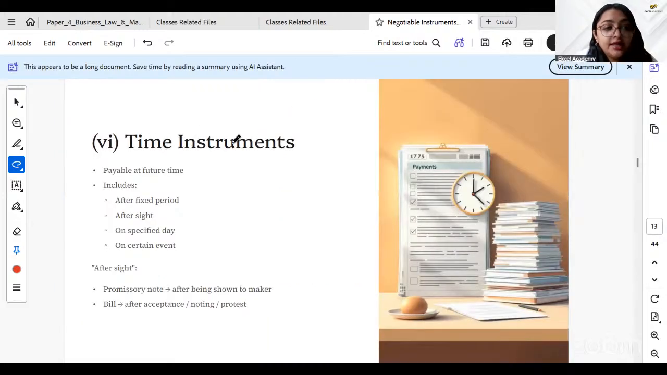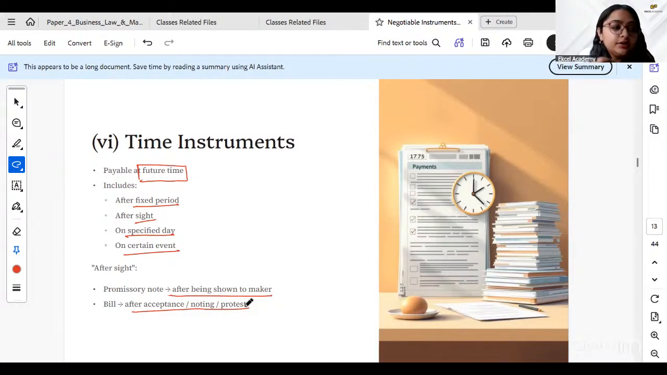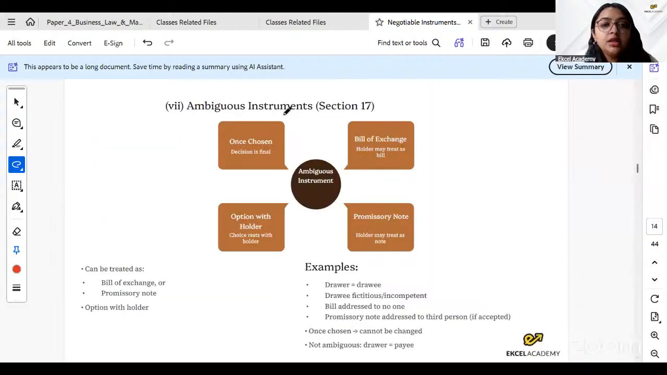Okay, then we have your time instruments which are payable at a future time. Either after a fixed period, after sight, on a specified day, or a certain event as well. Right, what could be your event? I will pay you 1 lakh rupees on the date of your wedding. All right, after sight, in case of a promissory note, is after being shown to the maker; in a bill, after acceptance, noting or protest. So time instruments are basically those payable at a future time. Okay, exact opposite of your demand instrument wherein no time is mentioned. So your time instruments can be paid after a fixed period, after sight, on a specified day, or on the happening of a certain event.